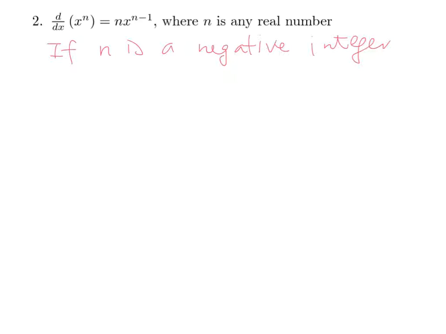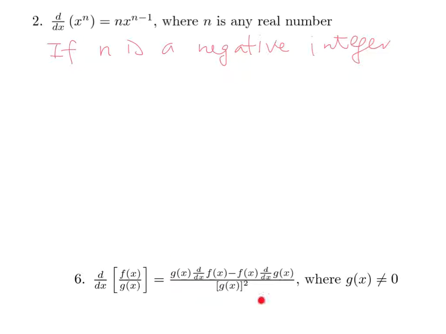When n is a negative integer, we still can prove this rule by using limits. But instead of this, we can use the quotient rule to prove it. This is the quotient rule. We can prove it by using limits. We have yet to prove it, but now we assume we have this rule.